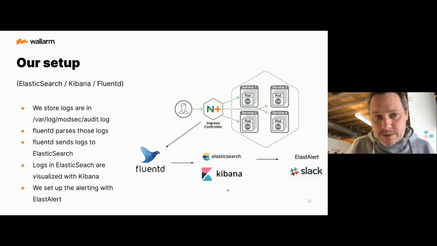The way it works is very, very simple. On the Ingress controller, we will store all the logs in a dedicated file, let's call it the audit log. Then FluentD parses all those logs, and it sends all the logs to Elasticsearch.